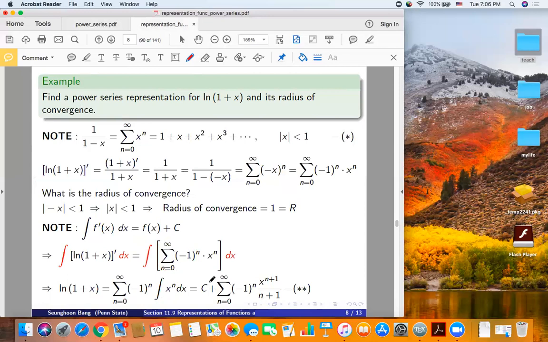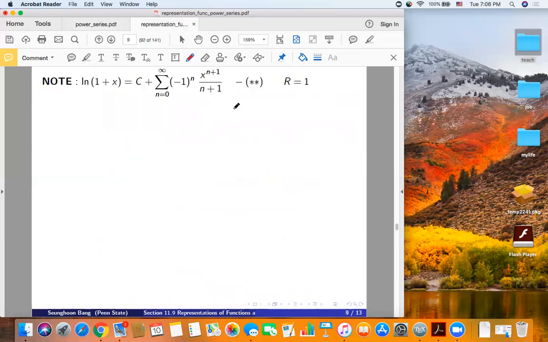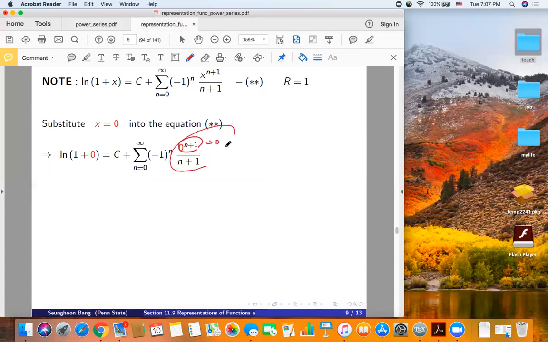The next step, how can you find c? You can plug x equals 0 into here and find c. This is the idea. So from here, you plug x equal to 0 into here. So ln(1 plus 0) equals c plus the summation, n equal to 0 to infinity, of minus 1 to the n, 0 to the n plus 1 over n plus 1. 0 to the n plus 1 is 0. 0 over n plus 1 is 0. Minus 1 to the power n times 0 is 0. The summation of 0 is 0.